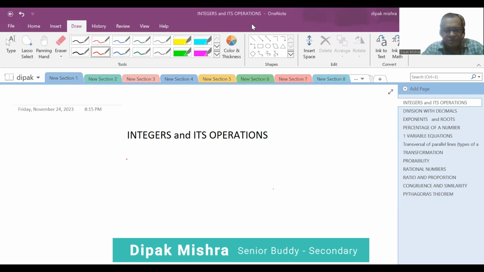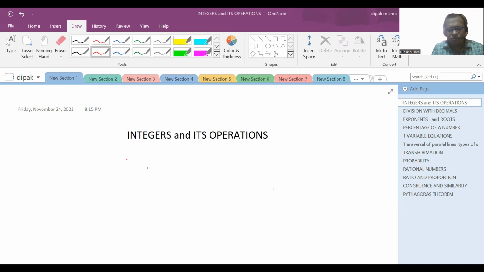Well, now we are going to discuss integers and their operations. What do we mean by integers? And what are these operations like?